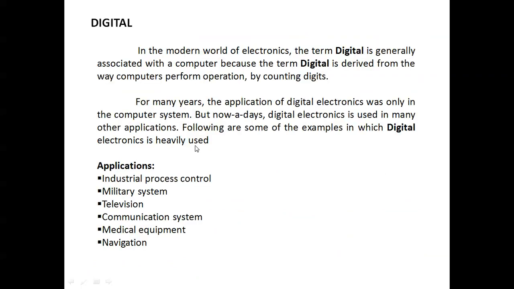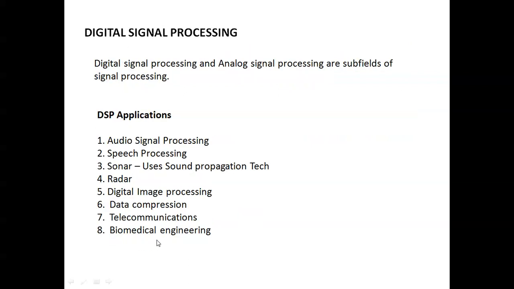Unit 1 is the introduction, about digital and digital signal processing. Basically, we know what digital is. Digital is a computer-based word, where only zeros and ones are present. These are the applications where we use digital: industrial processes, military systems, television, communication systems, medical equipment, navigation.